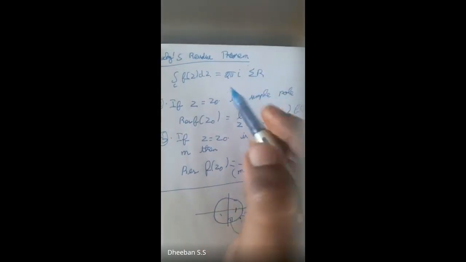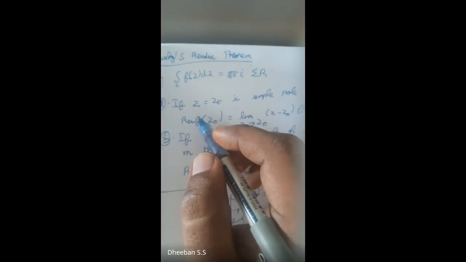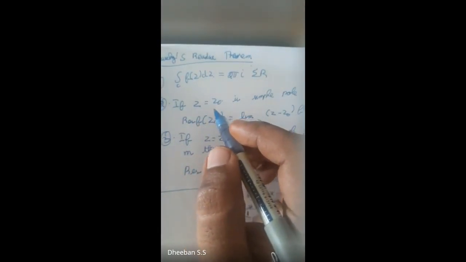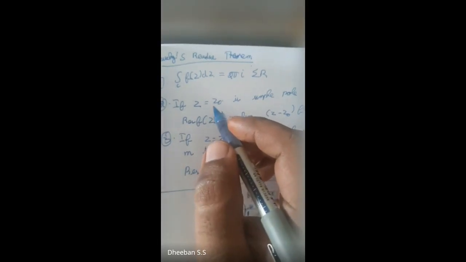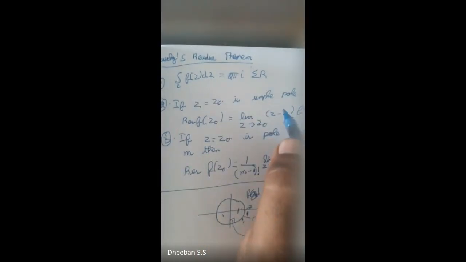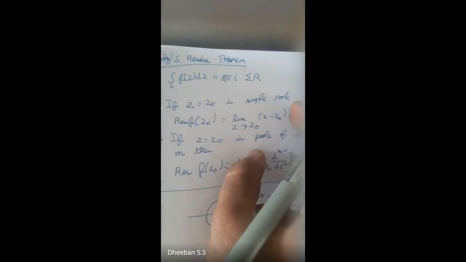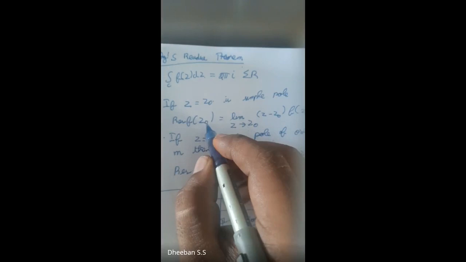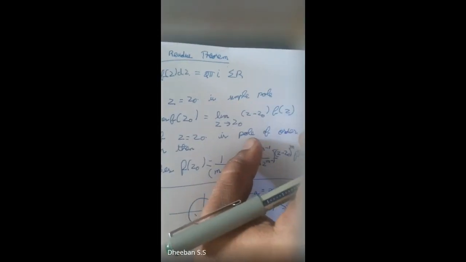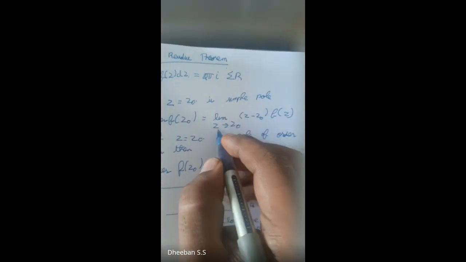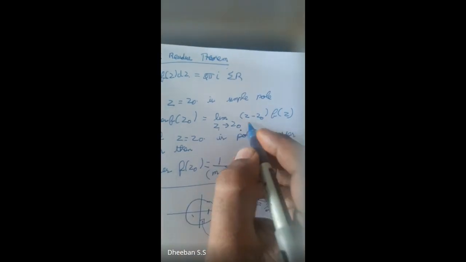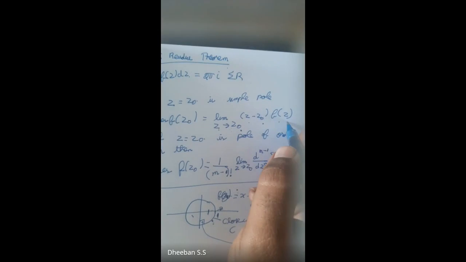That's what they're saying. So the second thing is, if z is equal to z naught, they are comparing with a simple pole. If z is equal to z naught, that is, you are taking a simple pole, then the residue of f at z naught will be equal to the limit as z tends to z naught of z minus z naught into f of z. So this is one formula.